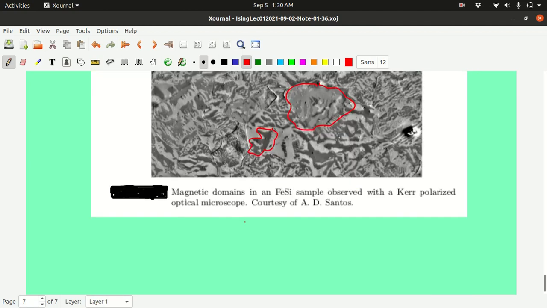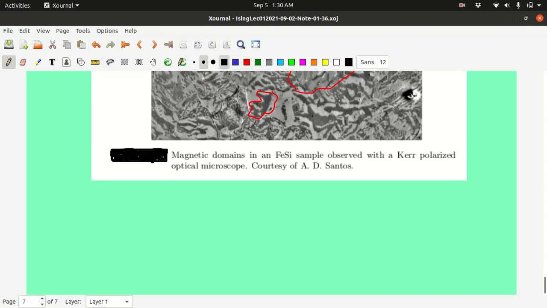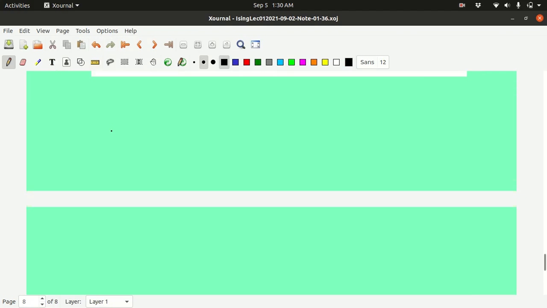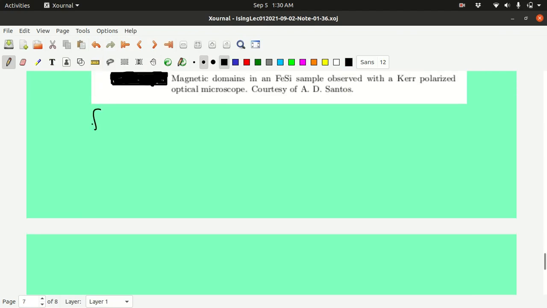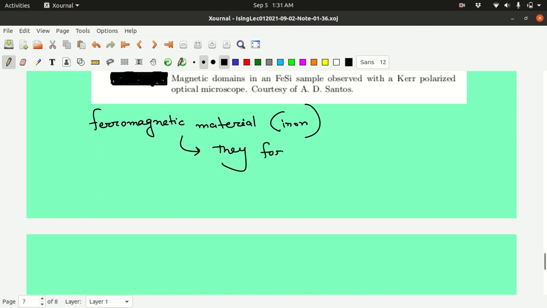Now let me define the ferromagnetic material. What is a ferromagnetic material? So let me write it here: ferromagnetic material like iron. Here the point is that these materials form magnetic domains.